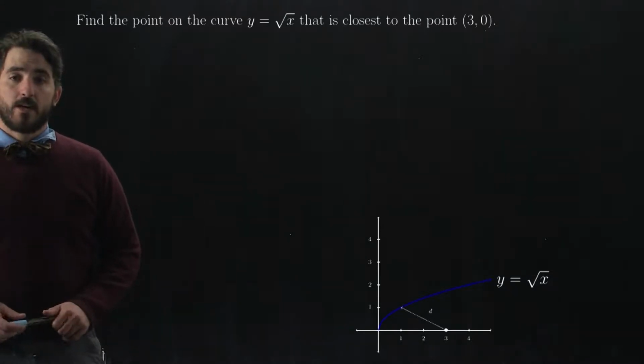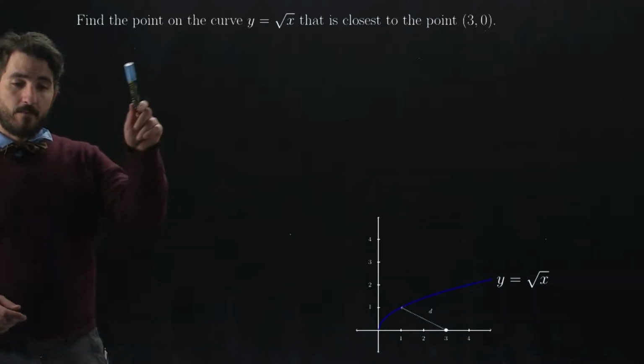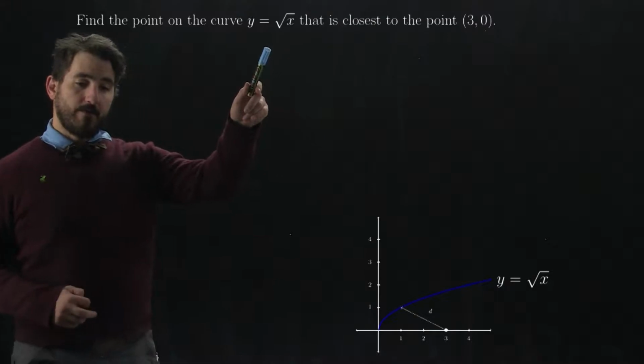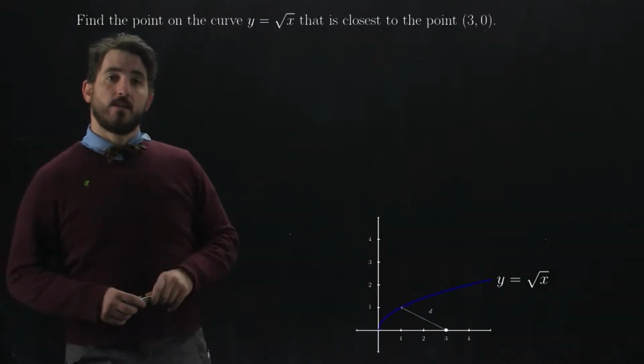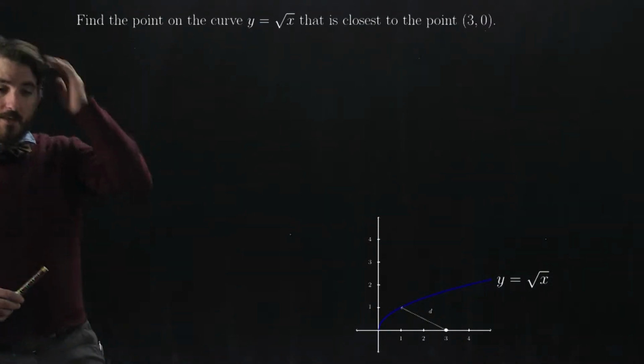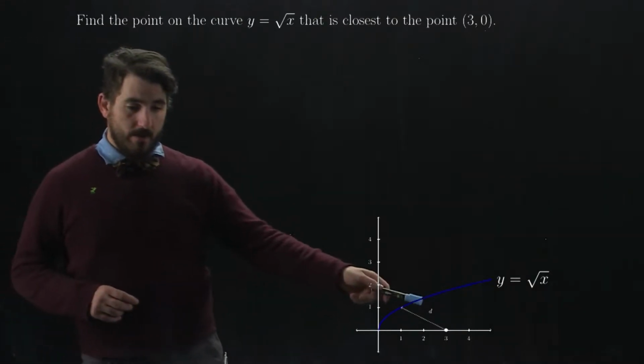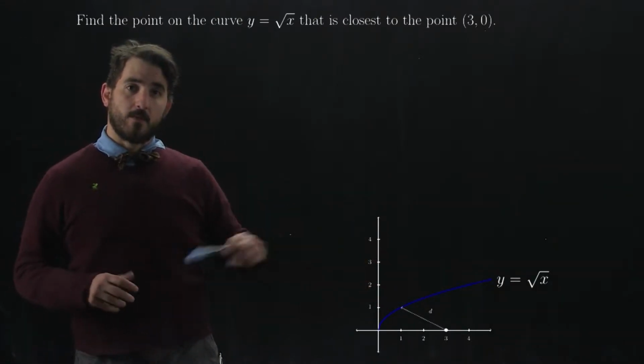Hello, today we're going to be talking about an optimization problem. Find the point on the curve y equals the square root of x that is closest to the point (3, 0). Now, this is going to happen in this type of diagram here. So this is what we're looking at.